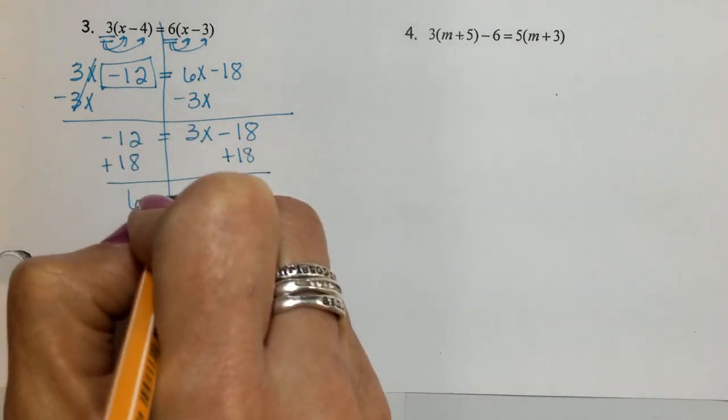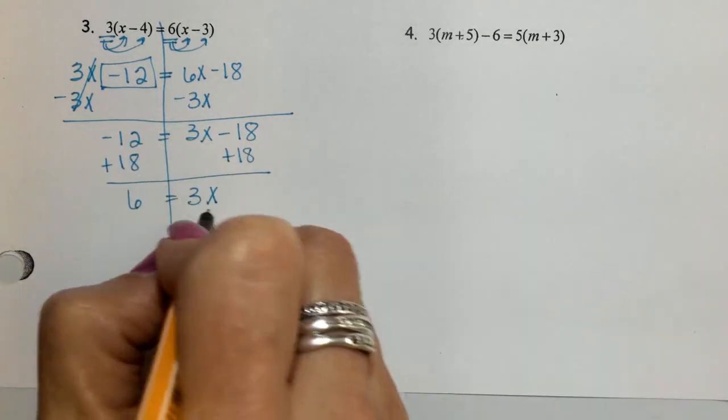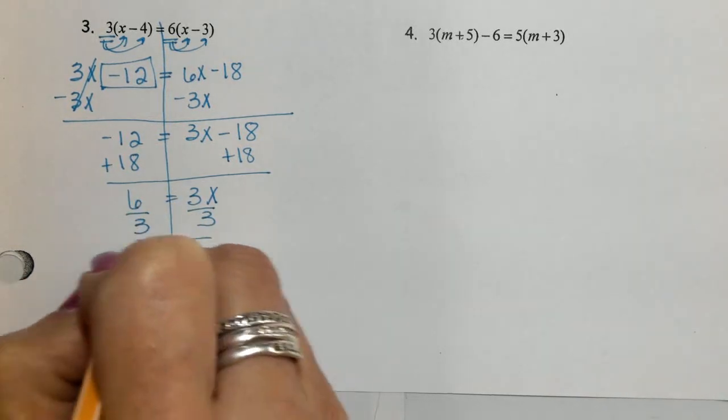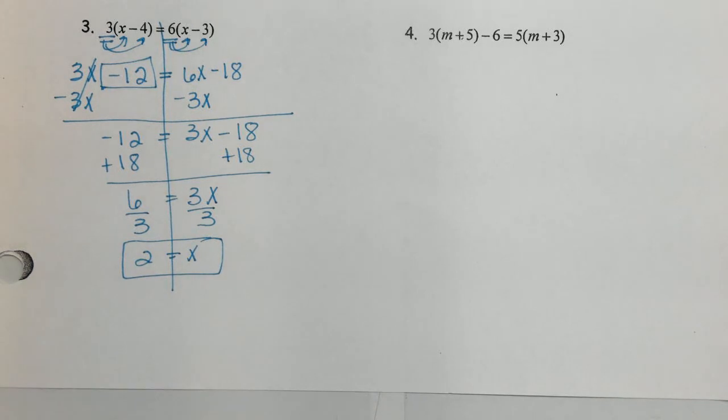So I get 6 equals 3x. And then dividing by my coefficient, x is 2. All right.